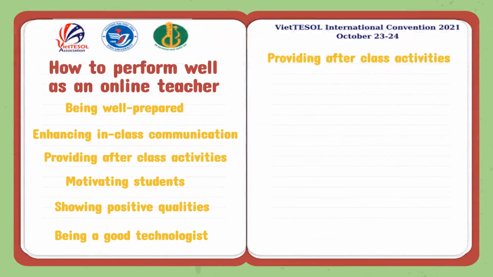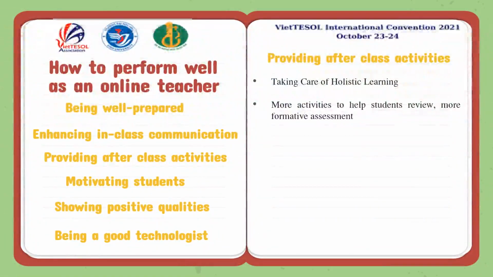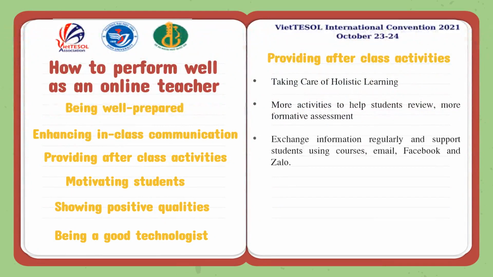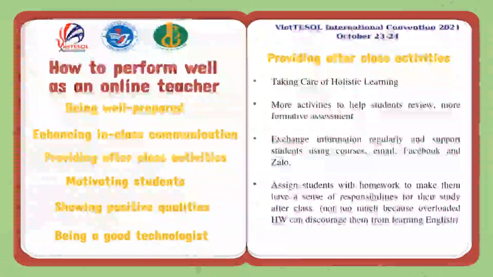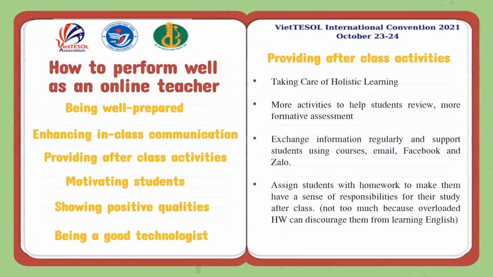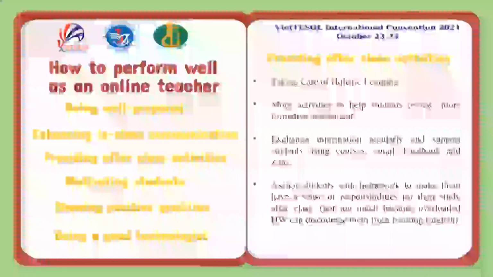The next thing that the teacher should do is to provide after-class activities. This is quite necessary because teachers should take care of holistic learning. Outside the class, teachers should provide more materials and have more ways to control students' self-learning. They need to have more activities to help students review more formative assessment. They should exchange information regularly and support students using courses, email, Facebook, and Zello. Teachers think that they should assign students homework to give them a sense of responsibility for their study after class, but they note that it should not be too much because overloaded homework can discourage them from learning English.